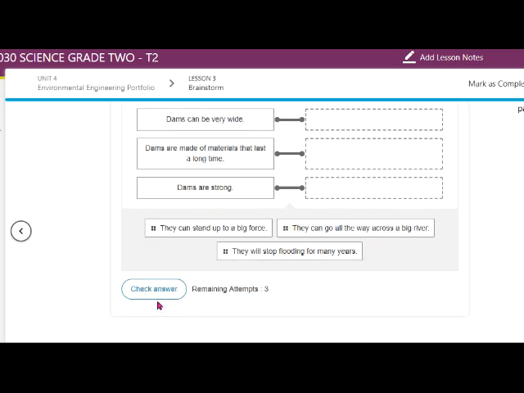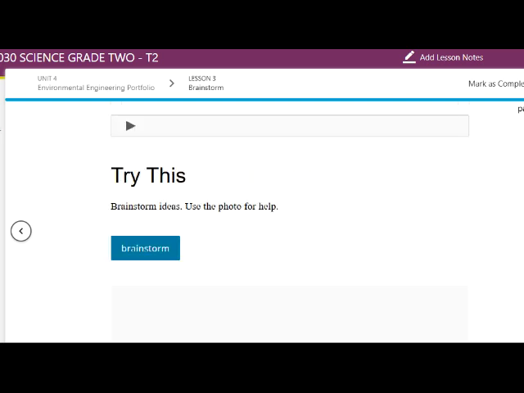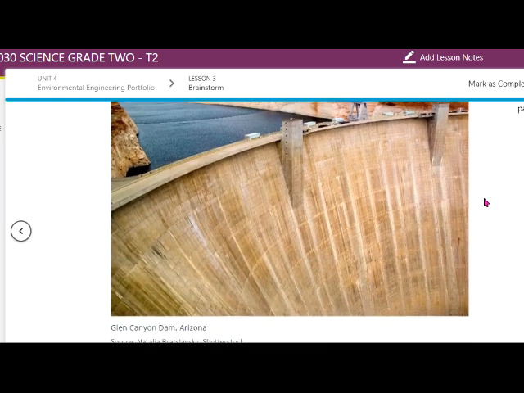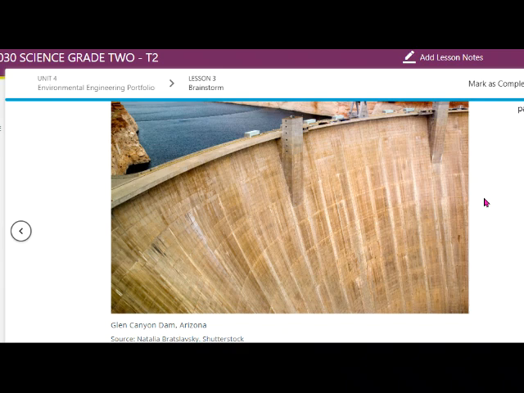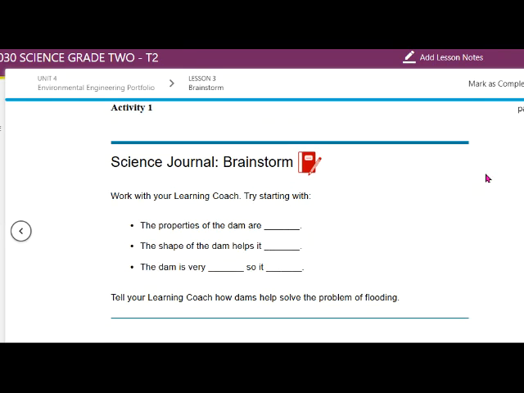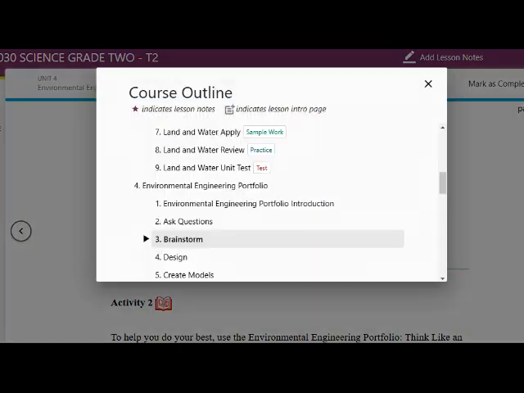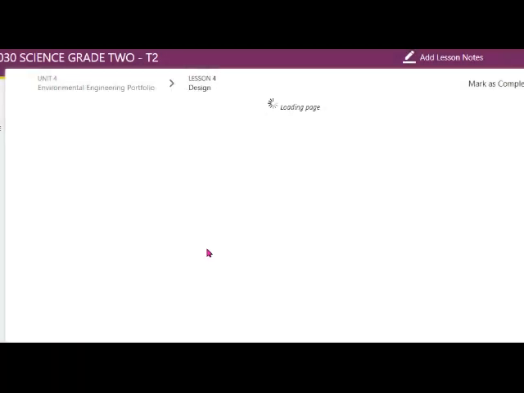So check your answers when you're done and see how you do on that activity. All right, brainstorm ideas. Use this photo for help. Here's a photo of a really tall, really wide, looks like probably mostly cement dam. All right, if you still need to brainstorm, here are some more sentence starters to help you. If not, we're going to go ahead and move on to lesson 4. We're going to get to that design process.